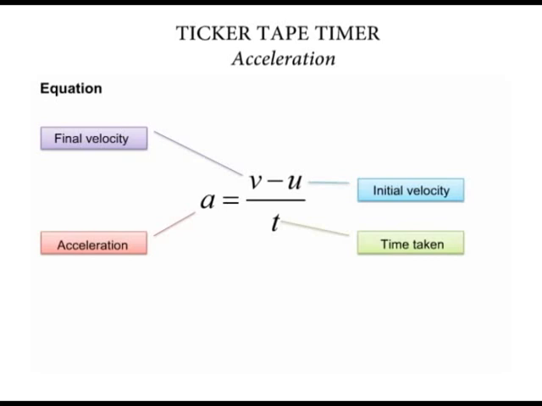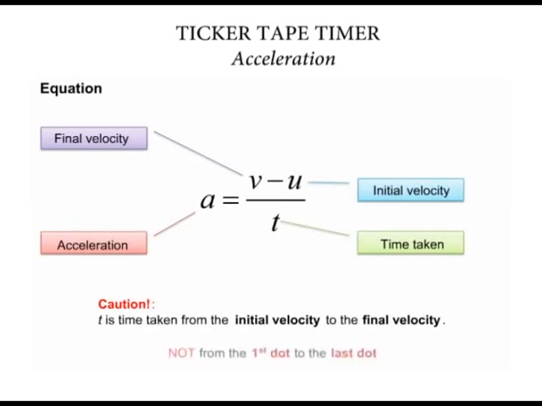One important thing we need to know in finding acceleration is we need to give attention to the time taken. Finding time taken for velocity change is different from finding the time taken for displacement change. Keep in mind that t is the time taken from the initial velocity to the final velocity, but not from the initial dot to the final dot.